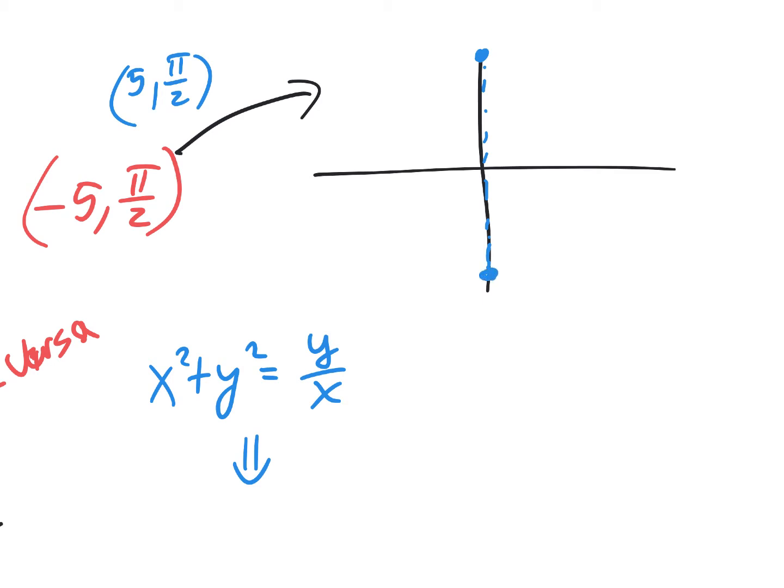Now again, some people teach this differently. They say to go to negative 5, which would be here, and then rotate pi over 2 in that direction, which would get us to the same exact spot. Okay, raise your hand if you graphed that one properly. Okay, excellent.